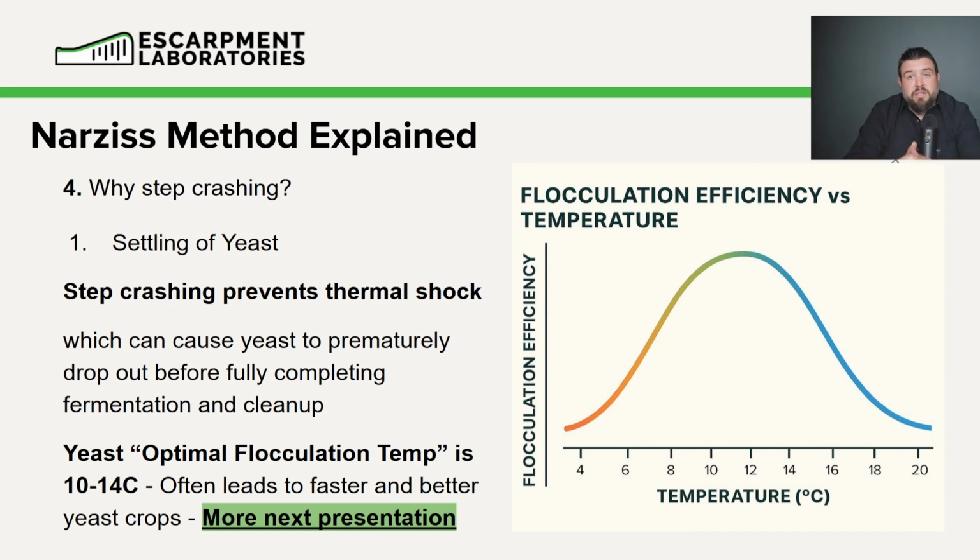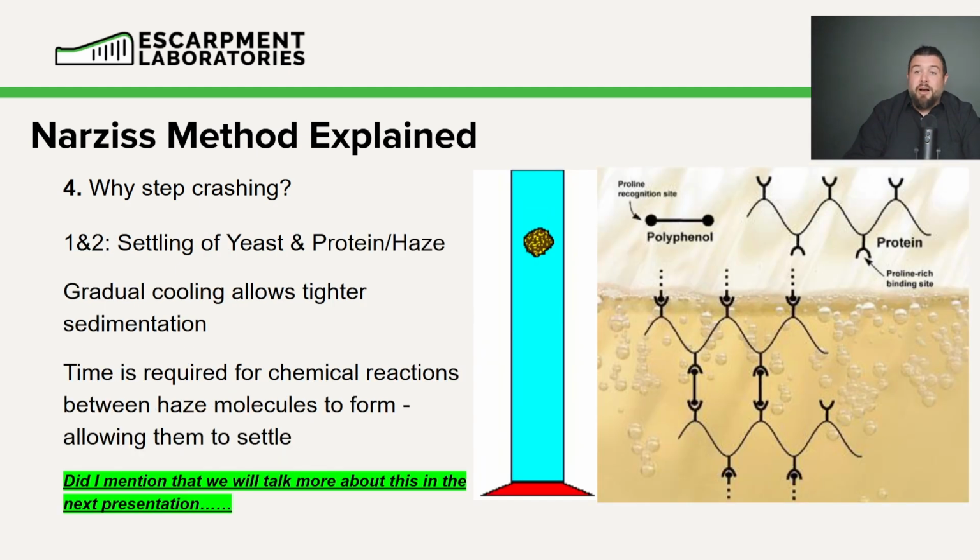So around 10 to 14 degrees Celsius is the optimal rough temperature for most lager yeast cells to come out of solution. Ale yeasts are typically a bit higher, but not by much, maybe 1 or 2 degrees Celsius. This is typically the optimal temperature for this binding of the yeast cells to occur. We'll talk more about that in the next presentation. By step crashing, we hit these ranges.